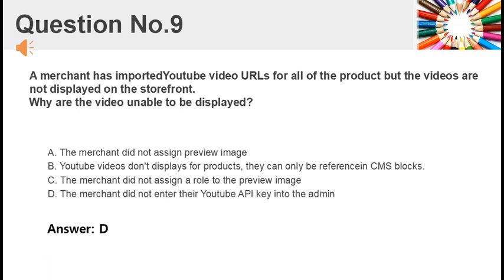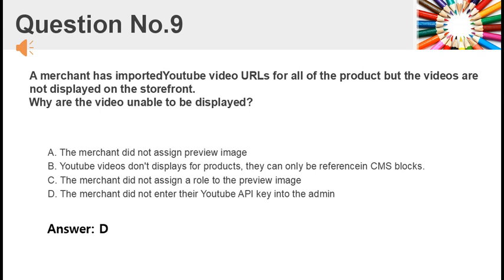A merchant has imported YouTube video URLs for all of the products but the videos are not displayed on the storefront. Why are the videos unable to be displayed? A. The merchant did not assign a preview image. B. YouTube videos don't display for products, they can only be referenced in CMS blocks.